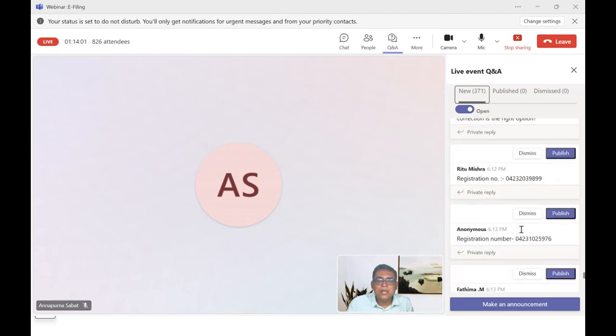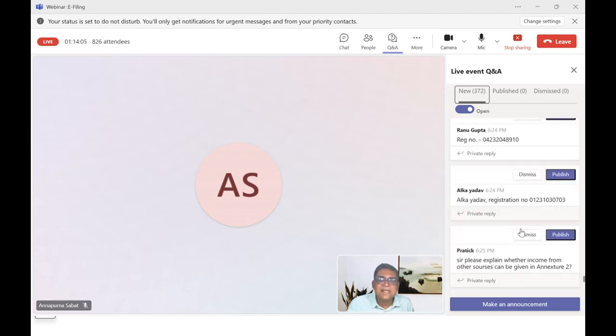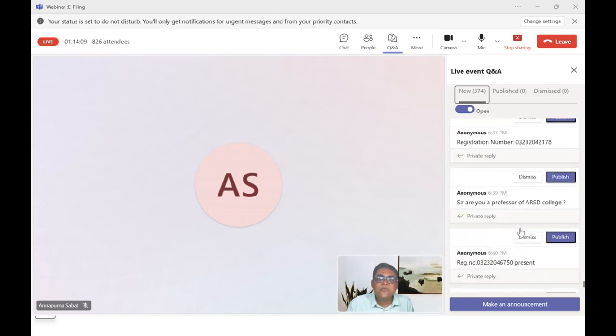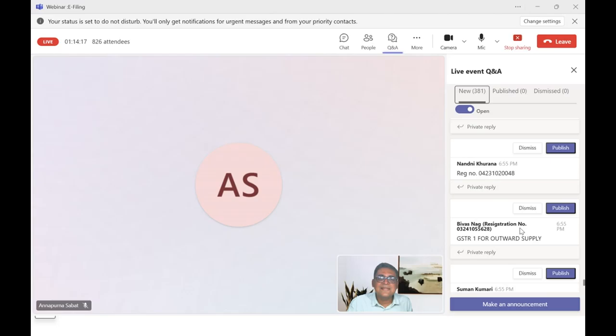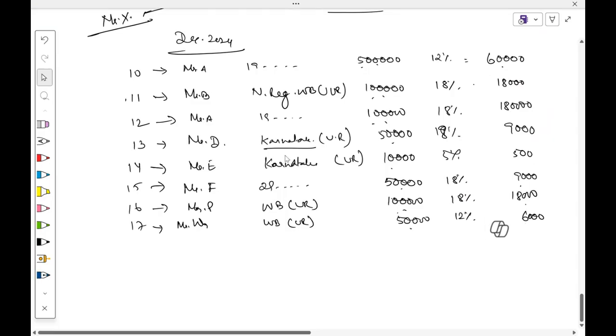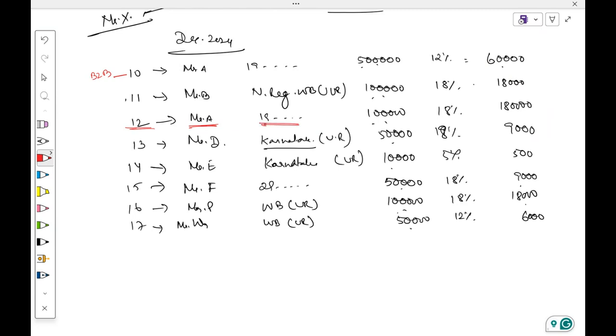Can I say the transaction where the GST number of the buyer is available, that transaction is known as B2B, and where the buyer is unregistered, that transaction is considered a B2C transaction. In our example, invoice number 10 is a B2B transaction. Again, 11, that is an unregistered person from West Bengal, is a B2C transaction. Invoice number 12, it is Mr. A and the GST number is there, so it is a B2B transaction. Then again, invoice number 15 is a B2B transaction. And the remaining transactions, that means invoice numbers 11, 13, 14, 16 and 17, are B2C transactions. Am I clear?